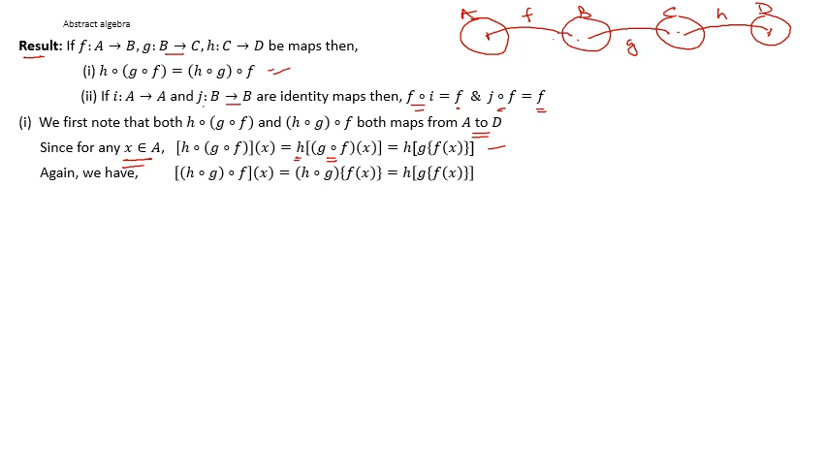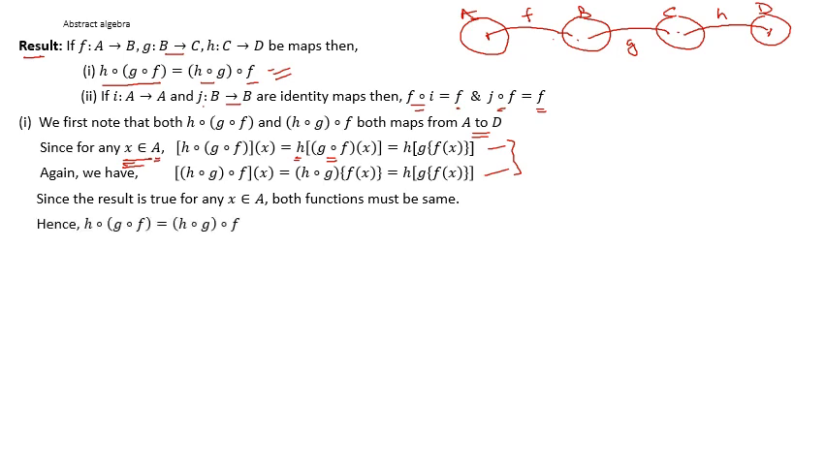Again, if we do (H∘G)∘F(x), this is (H∘G) of F(x), but (H∘G) of F(x) is nothing but H of G of F(x). So both are the same thing, and this is true for any arbitrary x belonging to A, and therefore both these functions are the same function. That means function composition of mappings is associative, and this is the associativity property.